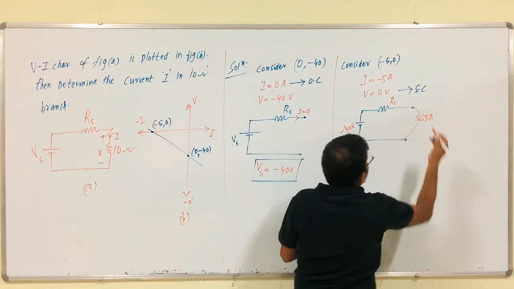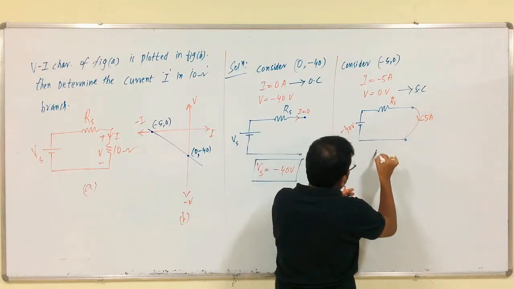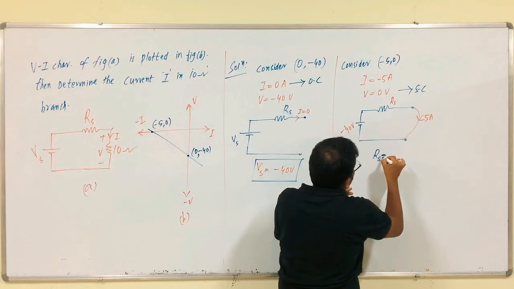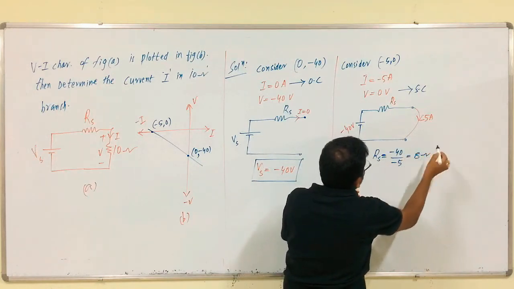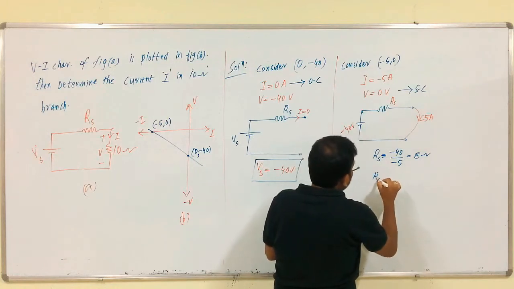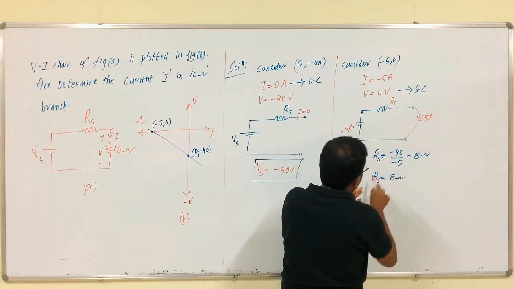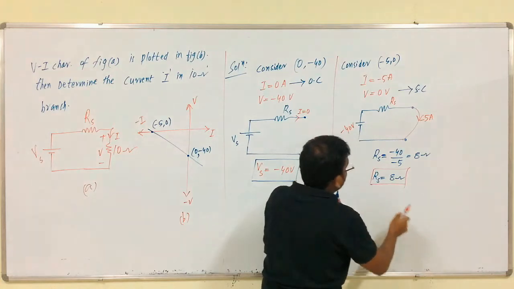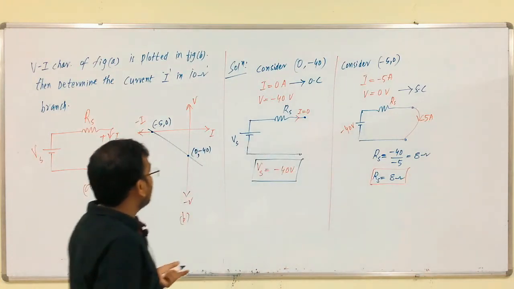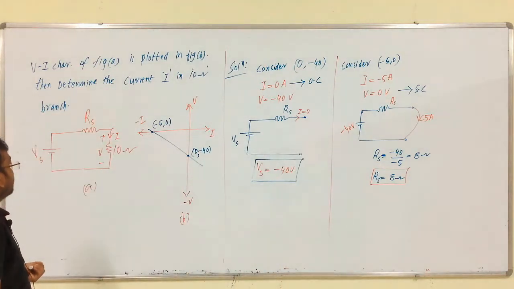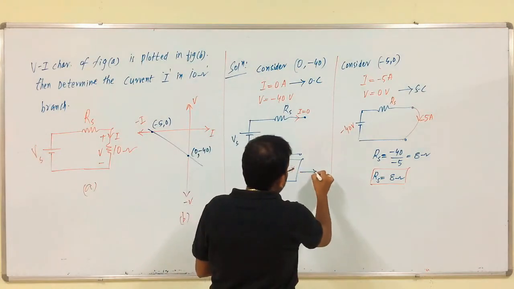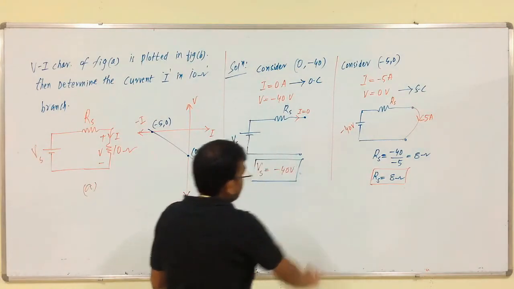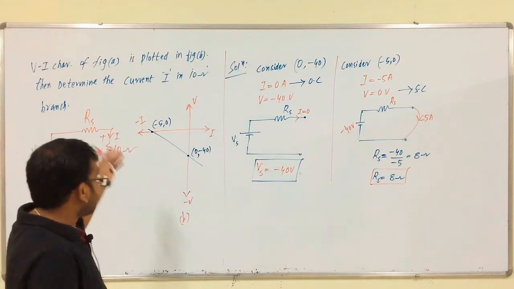Minus 5, sorry. So, from this Rs is what? Minus 40 by minus 5, which is equal to what? 8 ohms. So, Rs is equal to 8 ohms. Then we have to calculate the current through this branch. Therefore, the circuit becomes what?